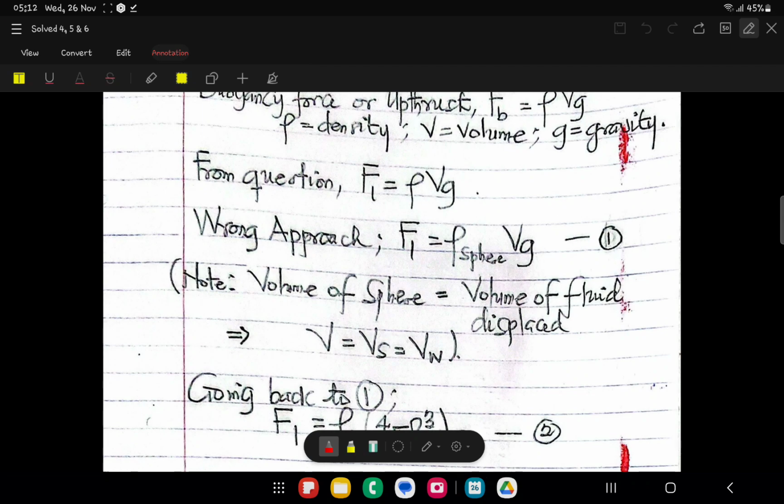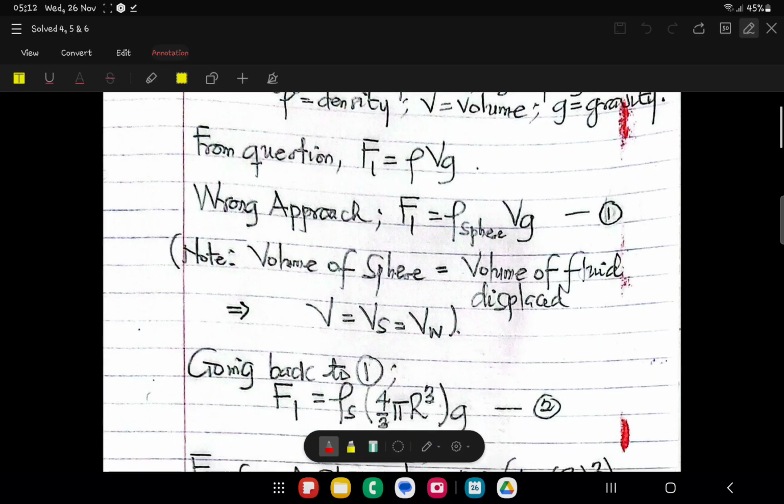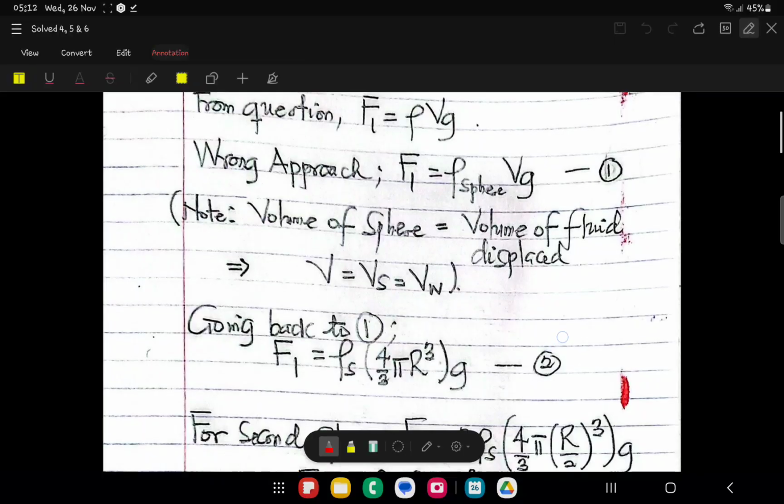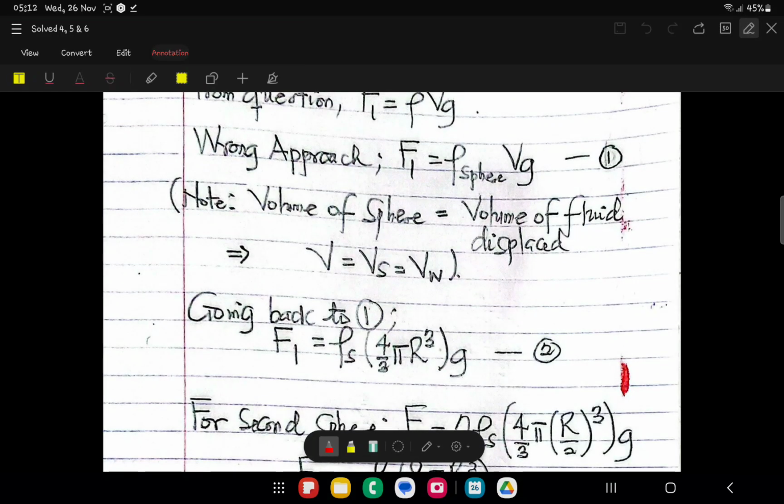Now, what you should note is that the volume of the sphere immersed in the fluid is the same as the volume of fluid that is displaced. Our fluid in this case is water, so we just use V to stand for the volume of the sphere, which is equivalent to the volume of fluid displaced, because the sphere was totally immersed in the water at the bottom of the tank. So going back to equation 1, the student will write that the buoyancy force, F1, is given as density of the sphere times 4/3 pi r cubed times g.